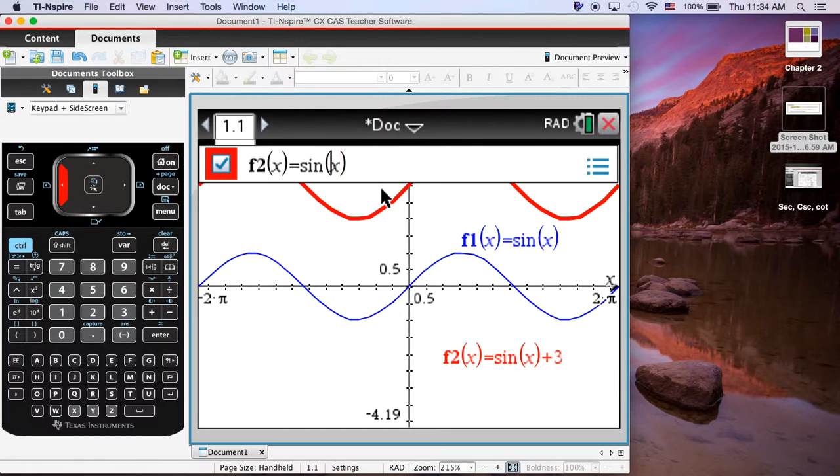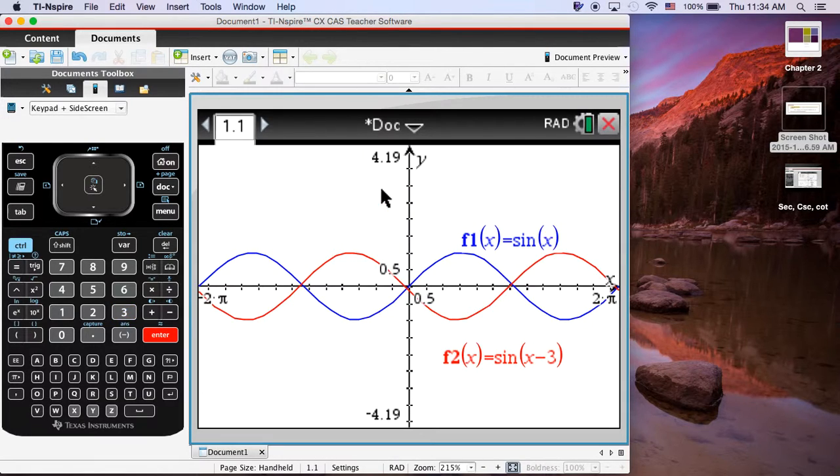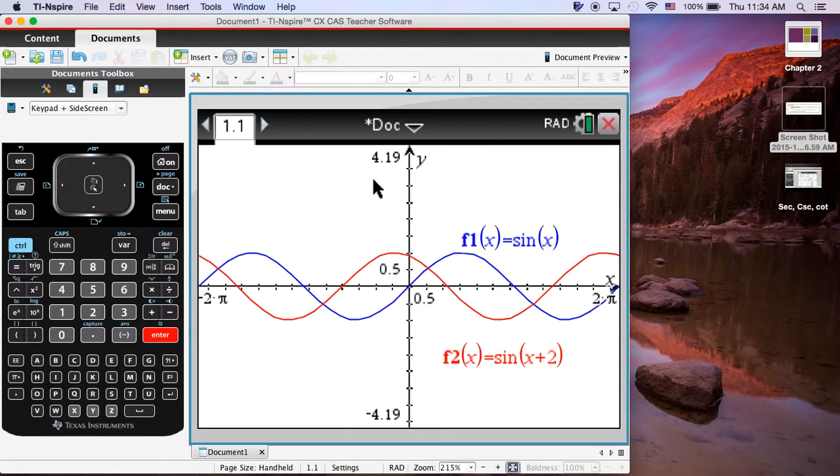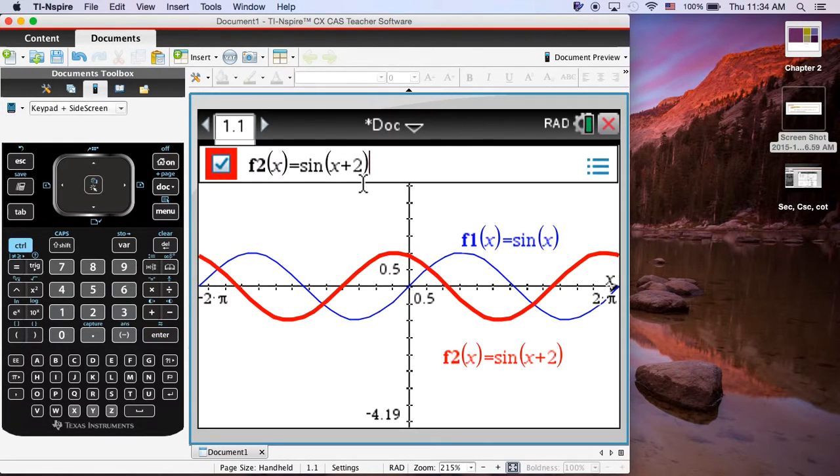How about if we plug in some number for small case b? For example, negative 3. How would that look? So now we're going to look at the sine of x minus 3. As you see, the wave actually shifted 3 spaces to the right. If you remember from algebra 1 and algebra 2, the transformation of functions applies here as well. So if you put positive 2, then the wave shifts 2 units to the left.